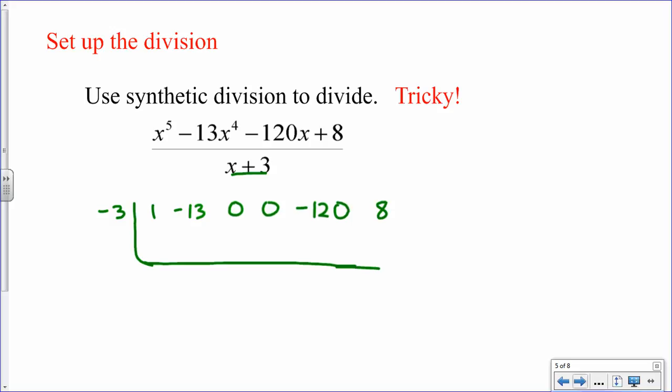Okay, I want you to work this out. You do get a large remainder, okay? So that doesn't mean you're doing something wrong.